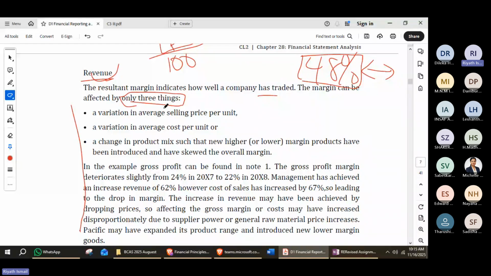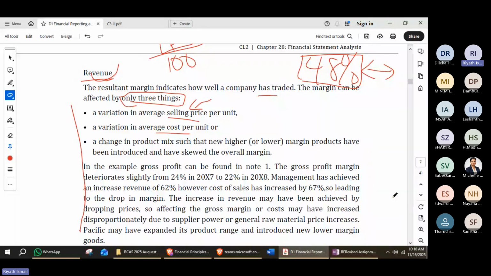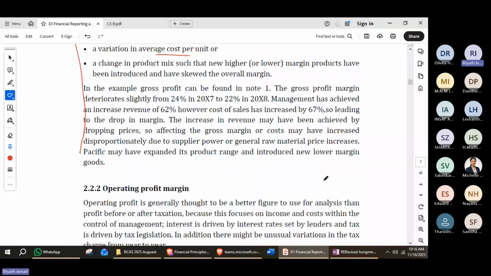When you talk about the profit margin, you have to think about a variation in average selling price. So this year the company may increase the selling price. Variation in average cost per unit, right? This year maybe cost may go down. Then, the changes in product mix. Sometimes a company may introduce a new product with a large margin, so that may also cause a huge gross profit margin. So in this example, gross profit can be found in note 1.